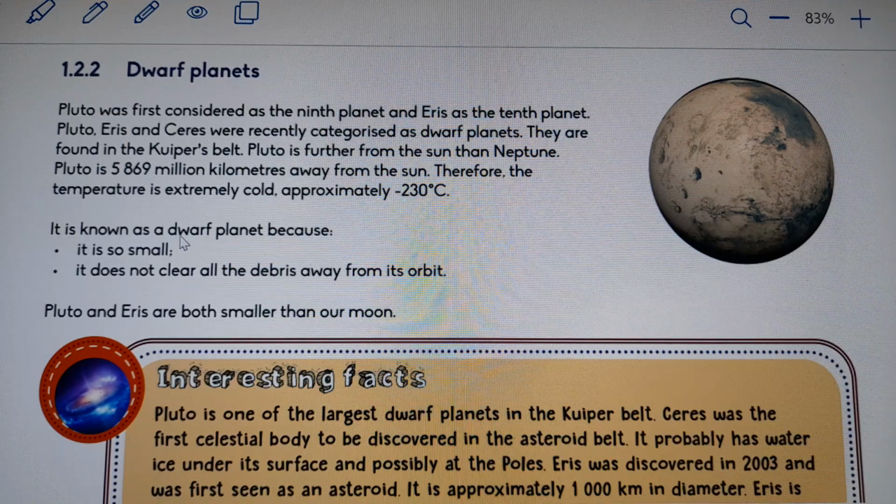It is known as a dwarf planet because, why do they call them dwarf planets? It is so small, and it does not clear all the debris away from its orbit. So the reason this planet is called a dwarf planet is that it is so small and it does not clear all the debris away from its orbit. Pluto and Eris are both smaller than our moon, so you have to know these two reasons.